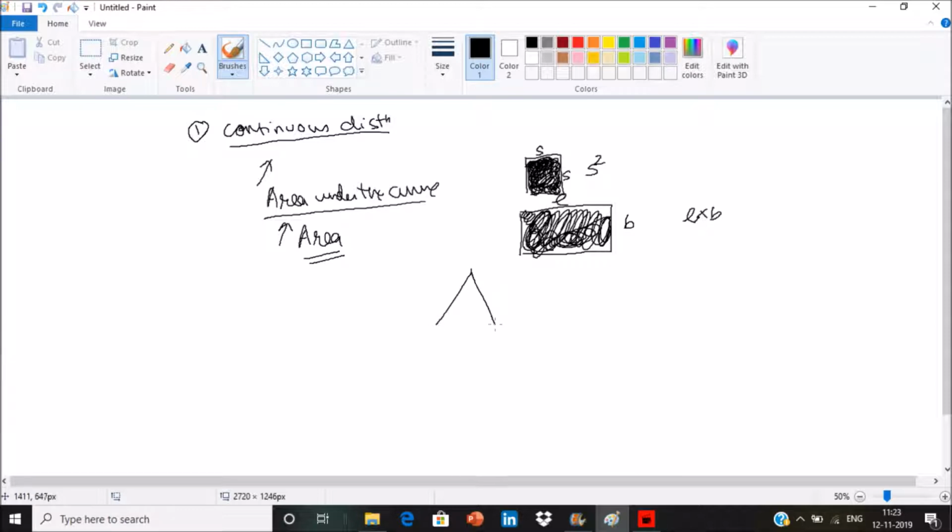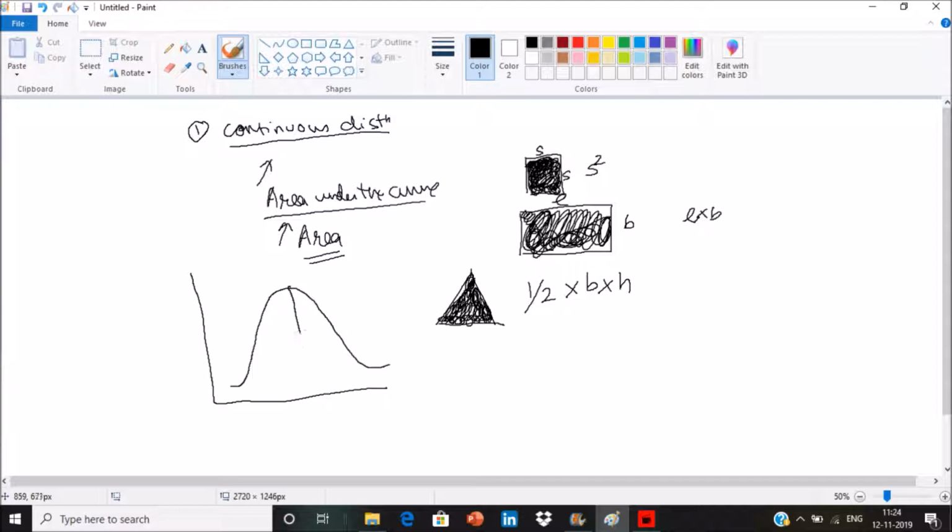Now let's look at the triangle. The formula for the area of a triangle is half into base into height, and that gives the area within the triangle. Now if I were to ask you something peculiar, tell me the area of a straight line. Let me draw a curve to give you a better perspective. Assume this is a curve and I want to find the area of just this line. The answer is that the area of a line is always equal to 0 in a continuous distribution.